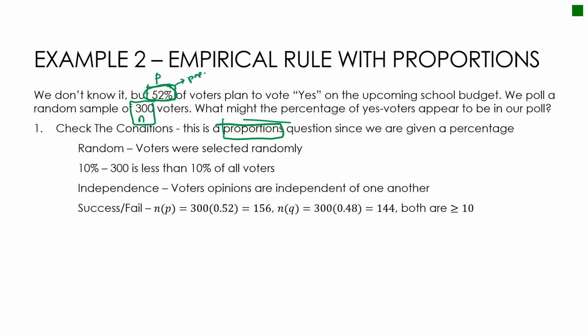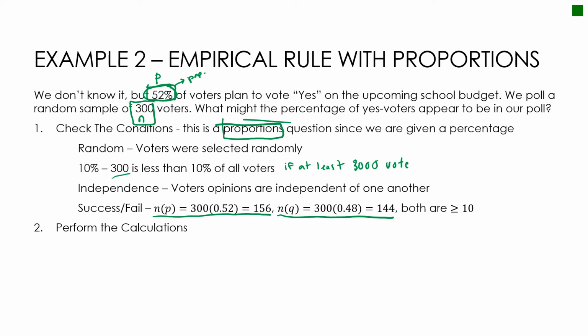So random, voters were selected randomly. 10%, 300 is less than 10% of all voters. Did I just make that up? Kind of. So I could say 300 is less than 10% of all voters if at least 3,000 vote, because honestly, I don't know how big this district is. We're not given that information. Independence, voters' opinions are independent of one another, and success/fail, N times P is greater than or equal to 10, N times Q is greater than or equal to 10. Since they both are, now I can say, because the conditions are met, I'll use a normal model.